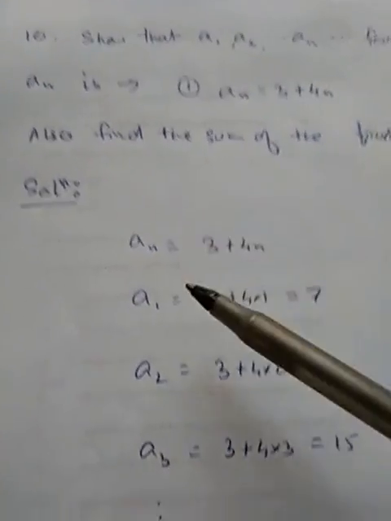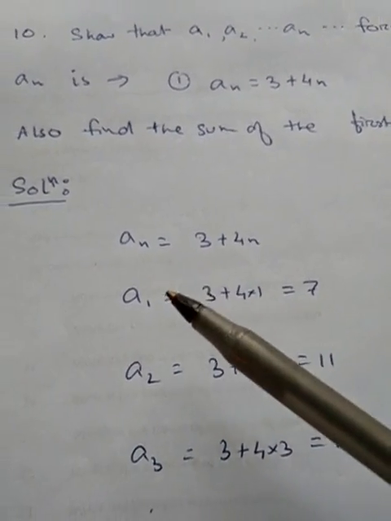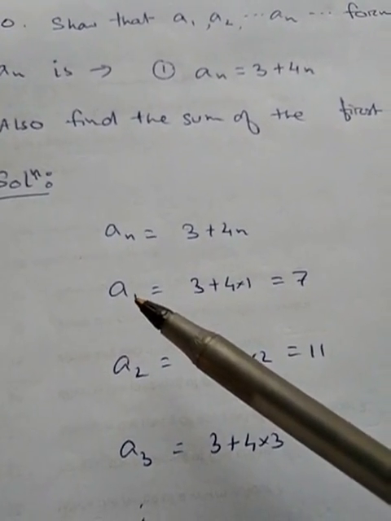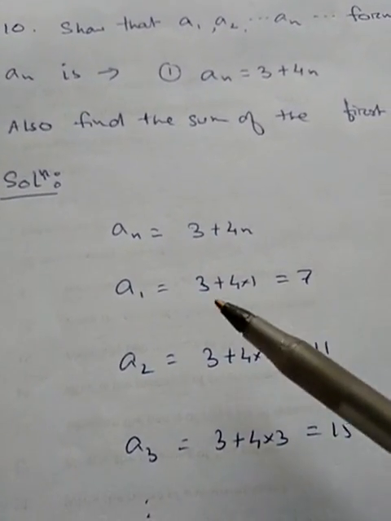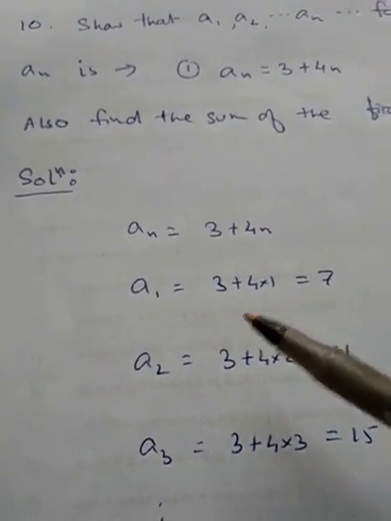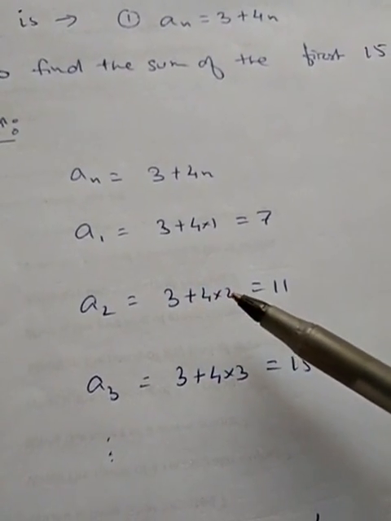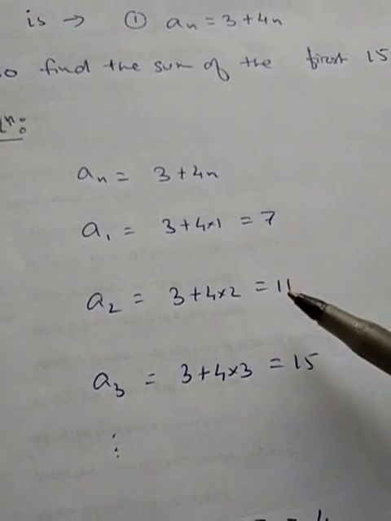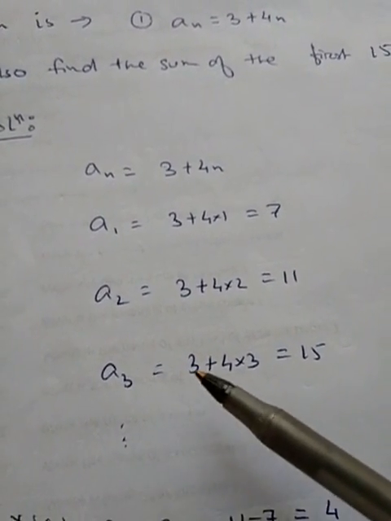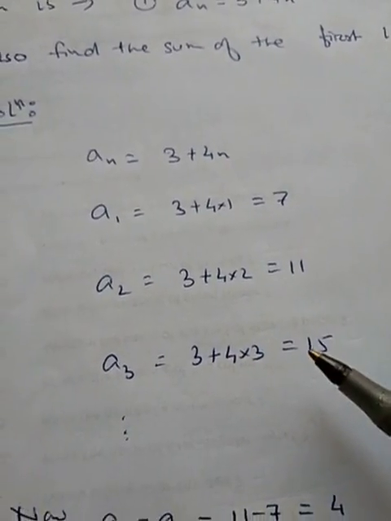So for this, first of all, using this an, a1 we will find. a1 means the value of n is 1, that is equal to 3 plus 4 into 1, so that is 7. Then a2, 3 plus 4 into 2, in place of n we have put 2, that is 11. a3 will be again 3 plus 4 into 3, that is 15.